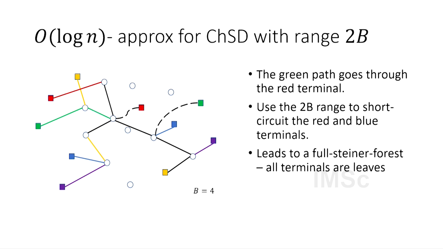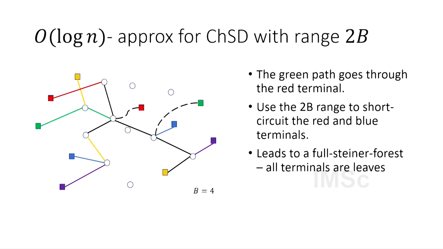We said we have a range of 2b. Why do we need this range of 2b? Because we want to say that you can travel from here to here. Actually, this edge does not have length less than b. This edge plus this edge had a length less than b, and so this edge has a length at most 2b.